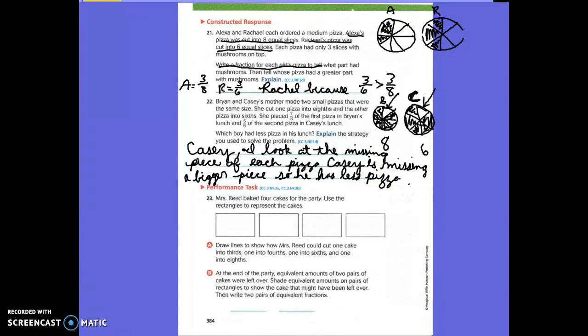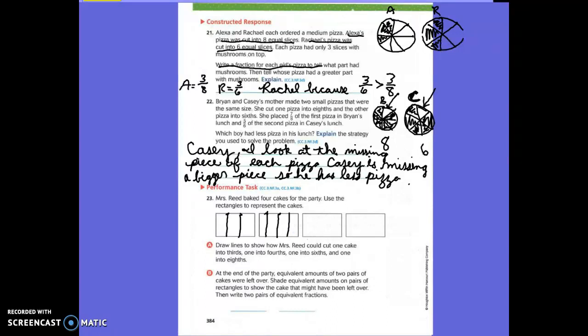Okay, Miss Reed baked 4 cakes for the party and used the rectangles to represent the cakes. Draw a line to show how Miss Reed could cut 1 cake into thirds. So I'm going to go over here, and I know thirds means I have to have 2 lines. I'm trying to make them as equal as possible. Then cut 1 cake into fourths, which means I need 3 lines, which I can do 1 line down the middle, and then 1 line down the middle of that line, and 1 line down that one. I didn't do it that way. I did it that way.